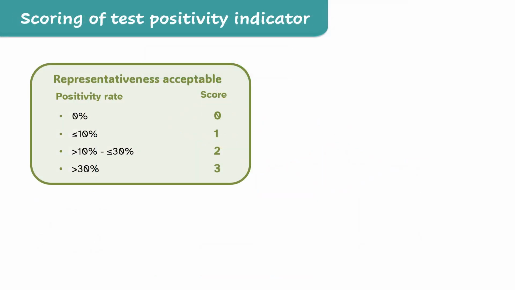If the representativeness of cholera testing is assessed as acceptable, and the positivity rate is therefore included in the priority index, the test positivity rate is scored on a 3-point scale. The positivity rate is scored 0 if it is equal to 0. It is scored 1 if it is below 10%. It is scored 2 if it is between 10 and 30%. Lastly, it is scored 3 if it is above 30%.